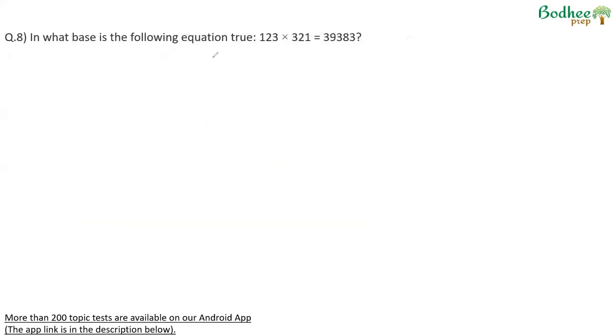In what base is the following equation true? 123 in some base, say n, into 321 in some base, say n, multiplied gives us 39383 in that base. Clearly the base has to be more than 9. Base could be 10, 11, 12, 13 and so on. If we multiply 3 ones are 3, will be a valid number in that base. 1 twos are 2, 1 ones are 1.